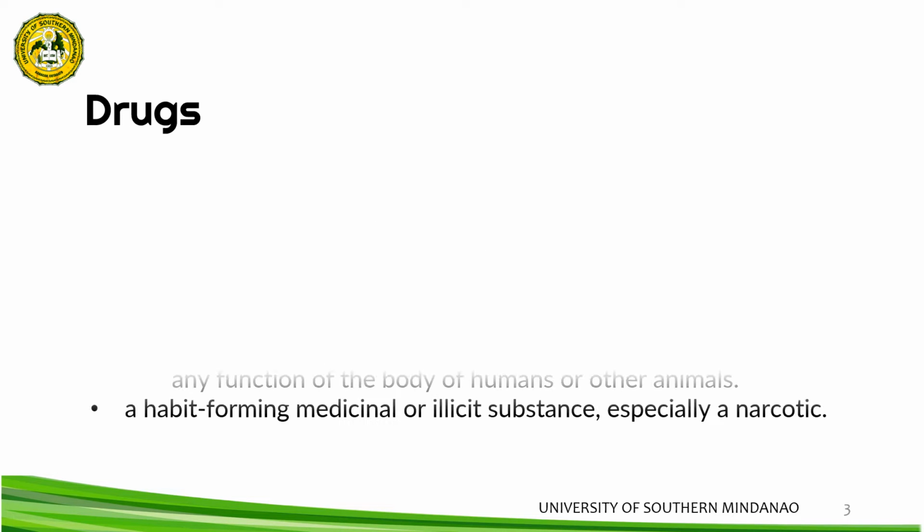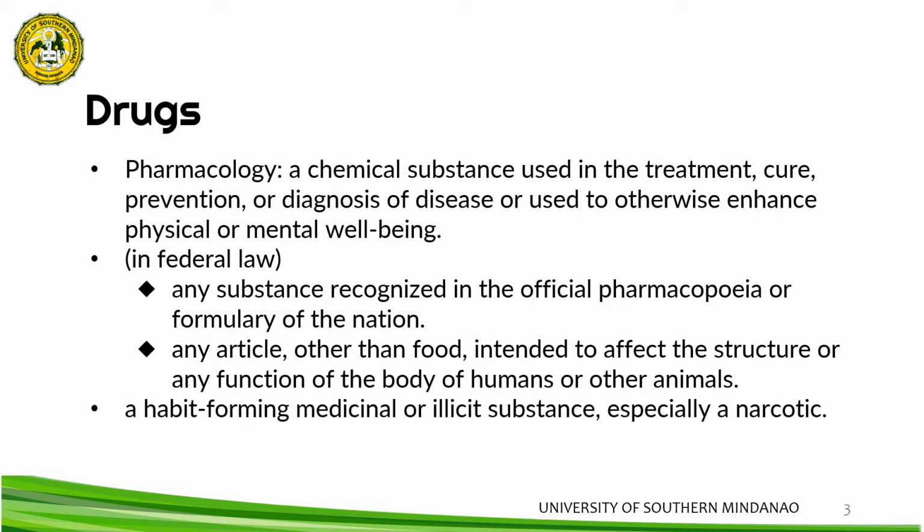In pharmacology, a drug is specifically defined as a chemical substance used in the treatment, cure, prevention, or diagnosis of disease, or used to otherwise enhance physical or mental well-being. In federal law, it is defined as any substance recognized in the official pharmacopoeia or formulary of the nation.